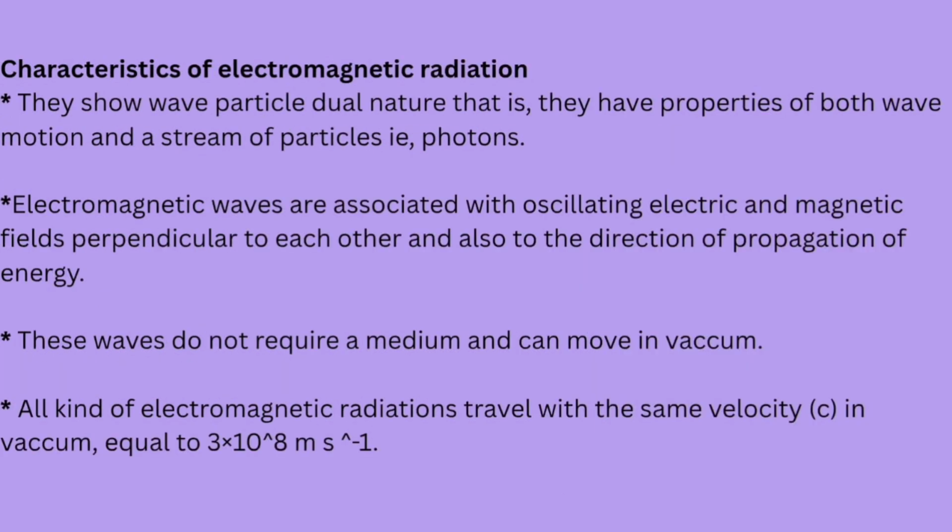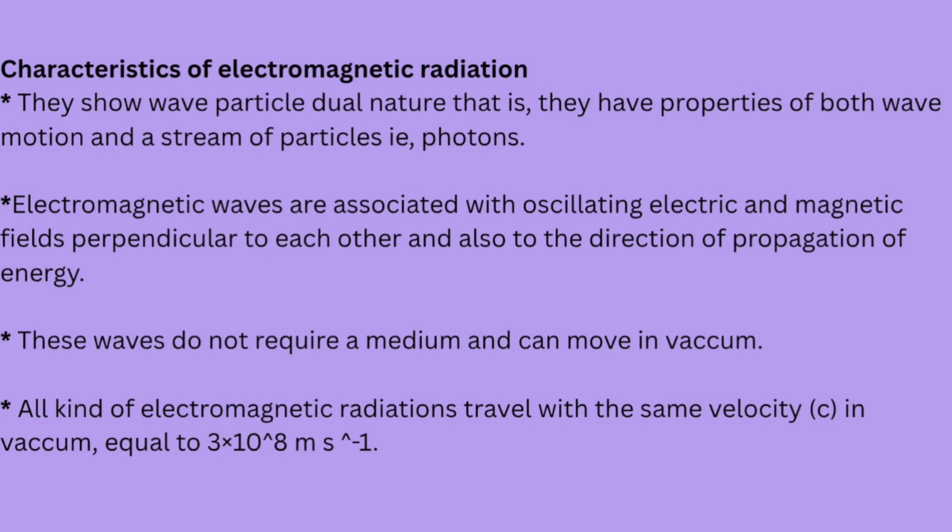Let's see the characteristics of electromagnetic radiation. First one is they show wave-particle dual nature, that is they have properties of both wave motion and a stream of particles, that is photons. Second one, electromagnetic waves are associated with oscillating electric and magnetic fields perpendicular to each other and also to the direction of propagation of energy. Third one is these waves do not require a medium and can move in vacuum.